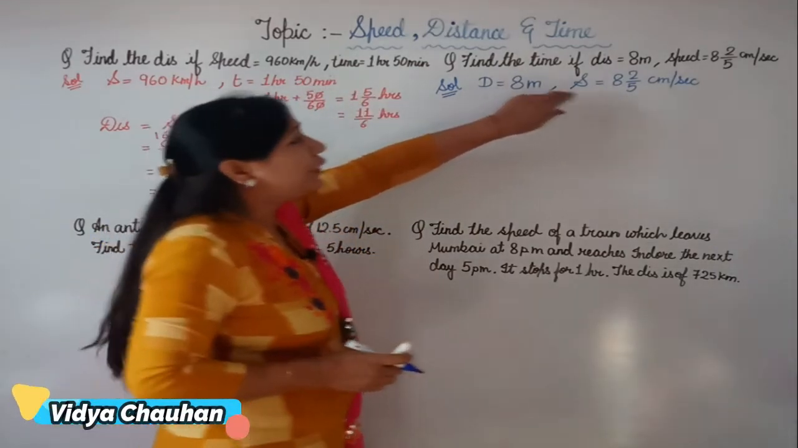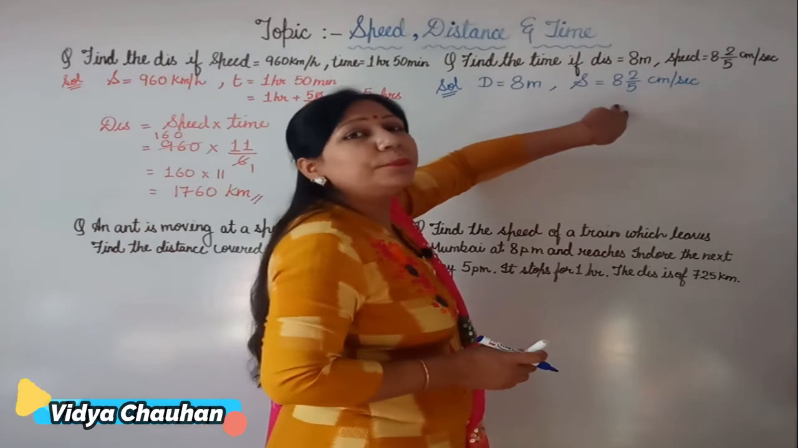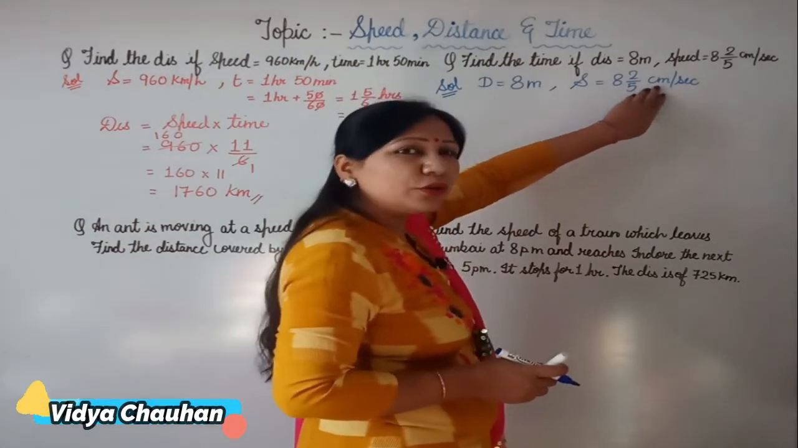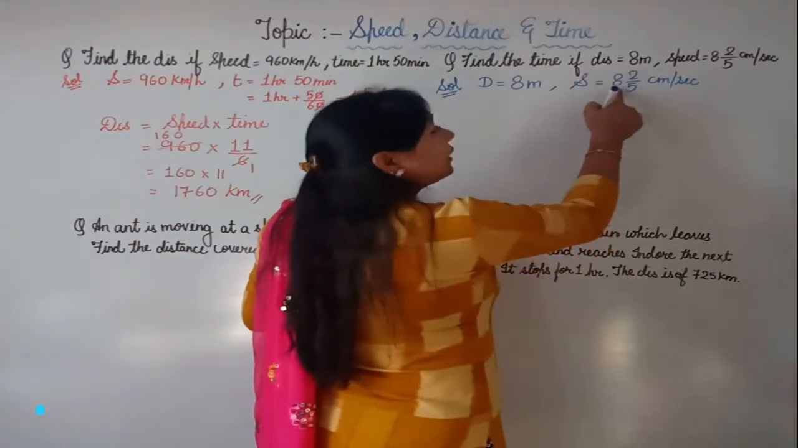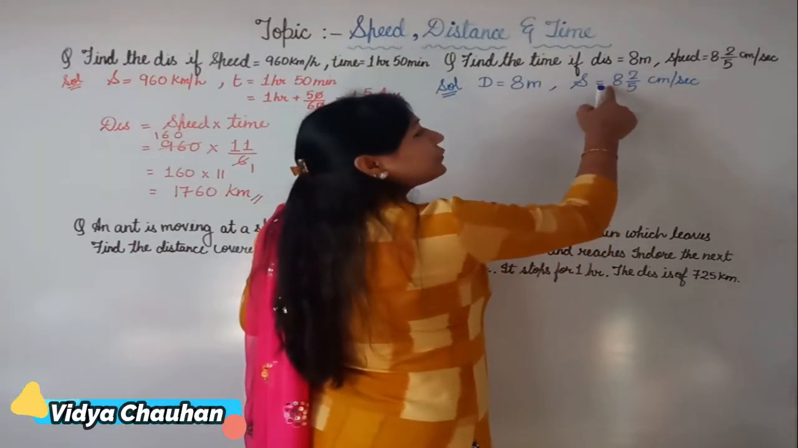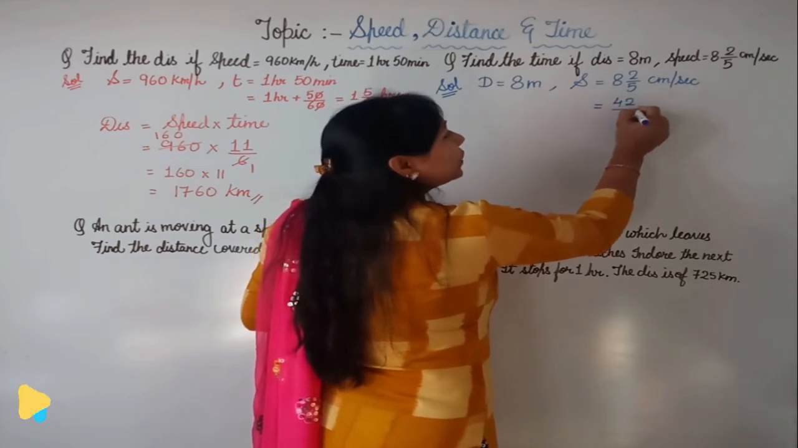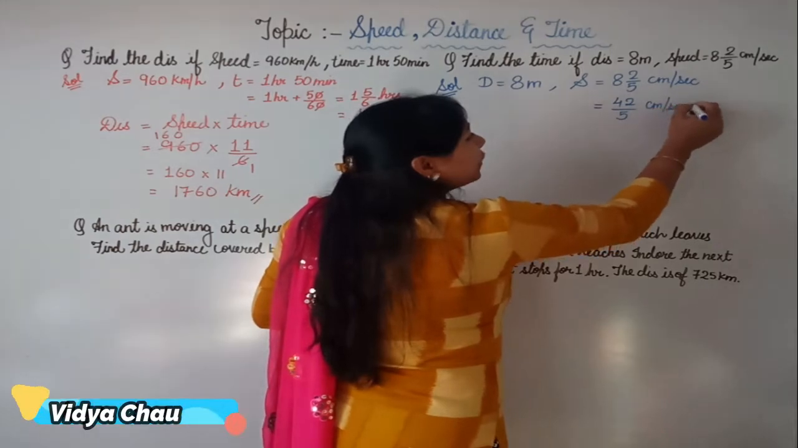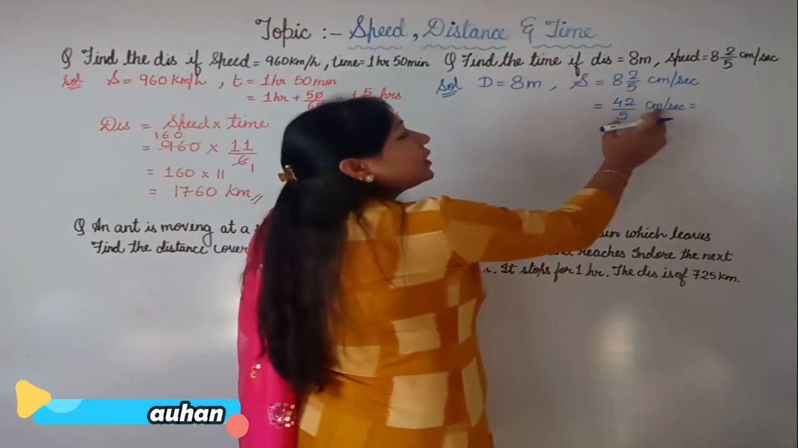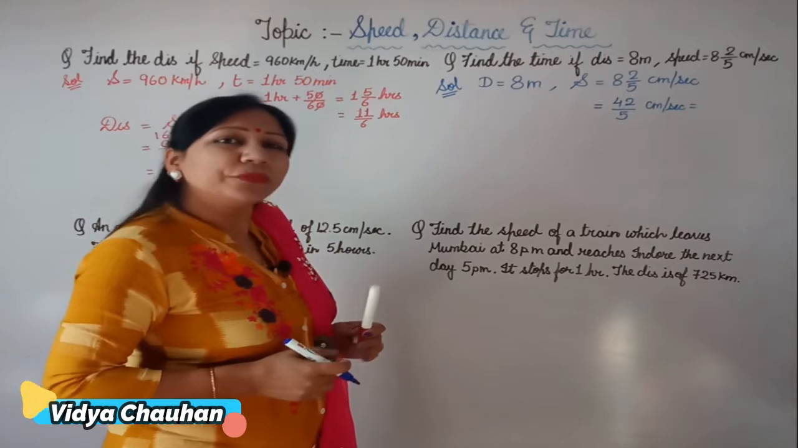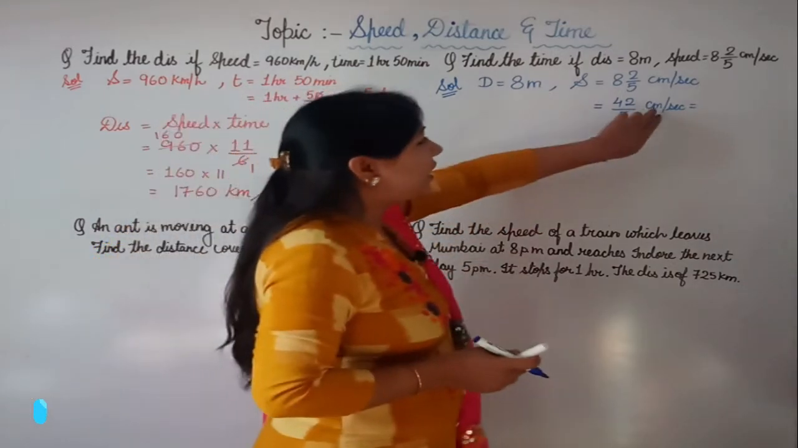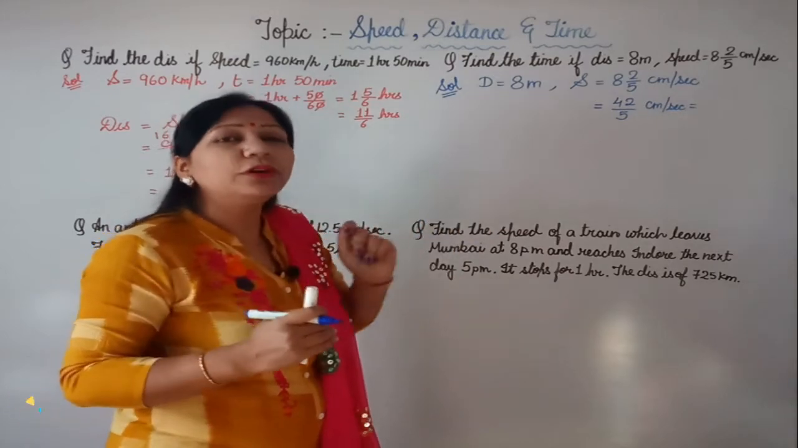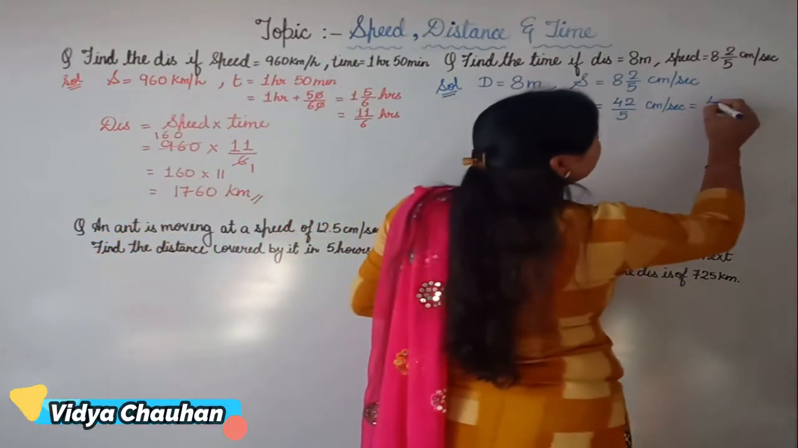So what will we do? We will convert centimeters to meters. We will not make any change to the seconds. We will simply convert centimeters to meters. Converting the mixed fraction into an improper fraction, 8 fives are 40 plus 2, 42 upon 5 centimeter per second. Now converting centimeters to meters, how many centimeters make 1 meter? 100 centimeters. Since we are converting a smaller unit to a bigger unit, we will divide it by 100.